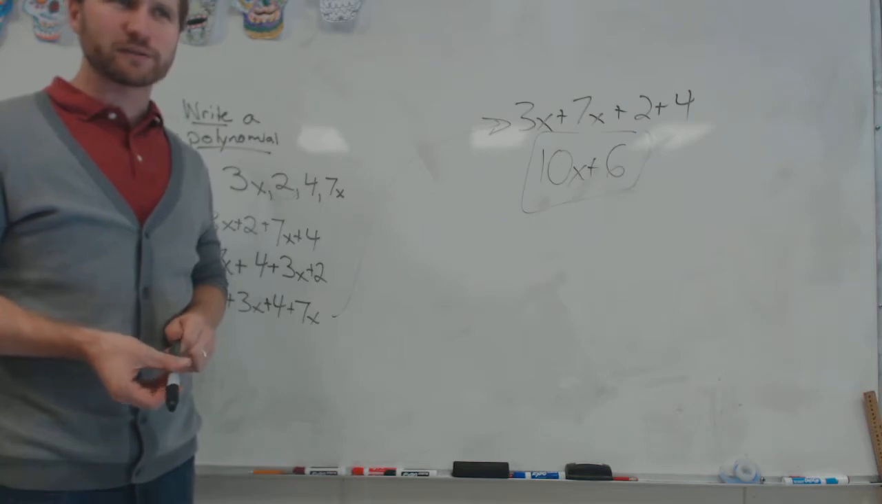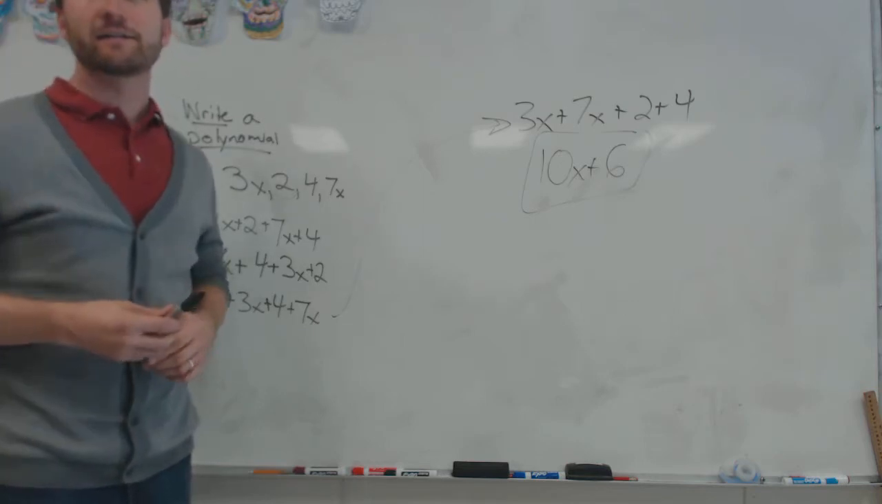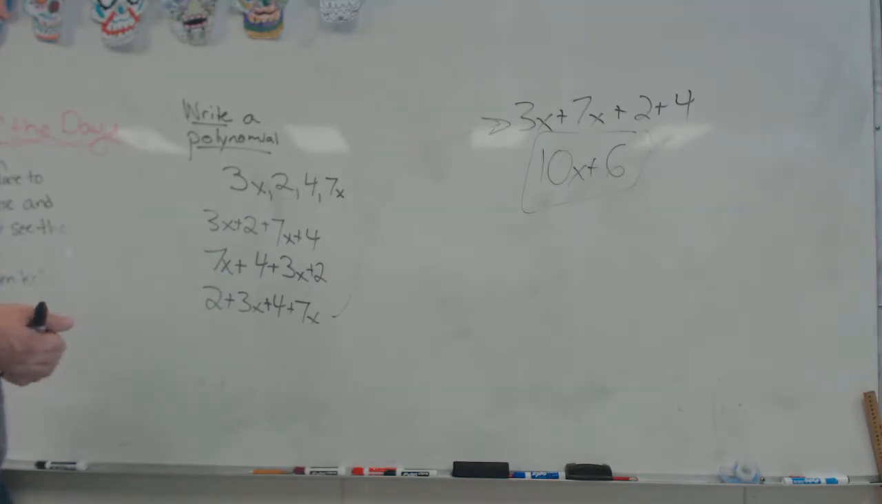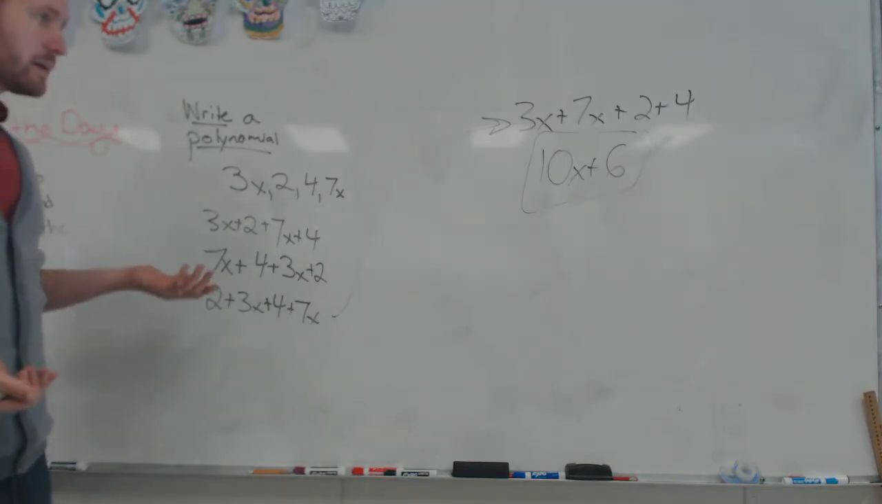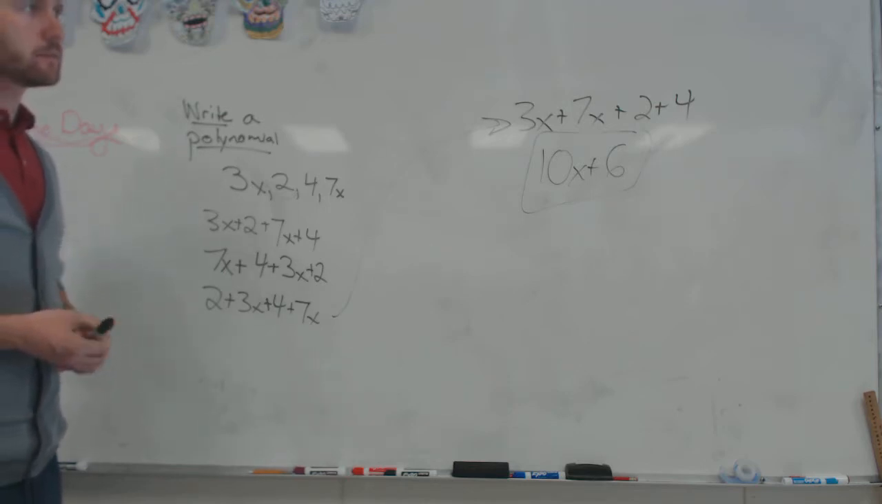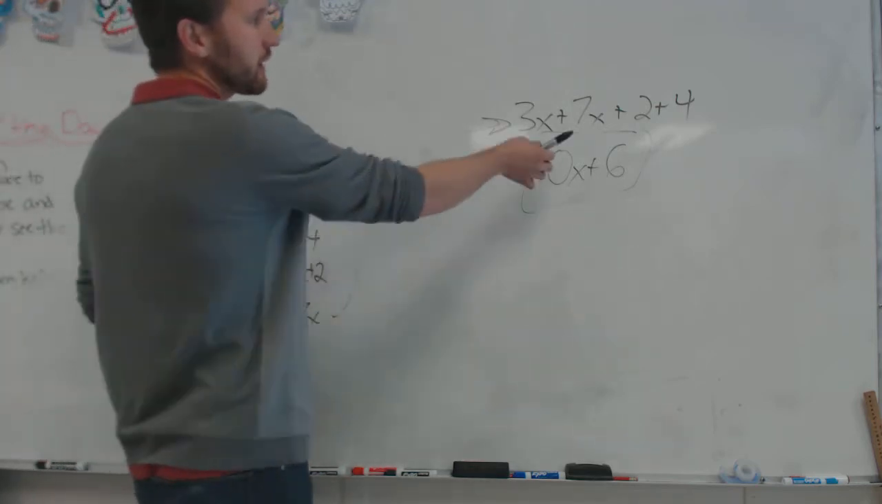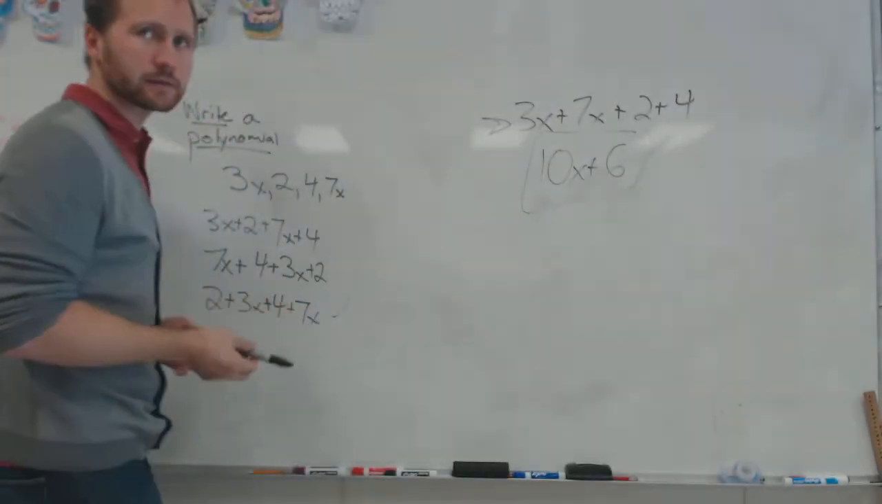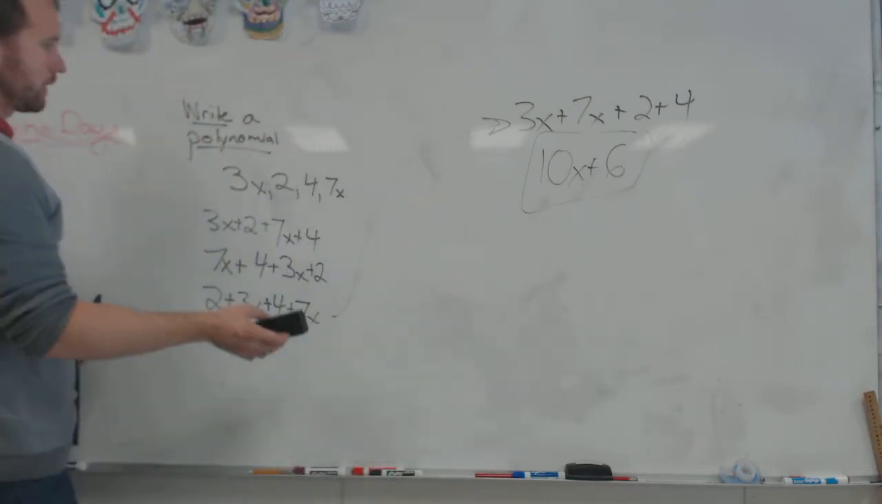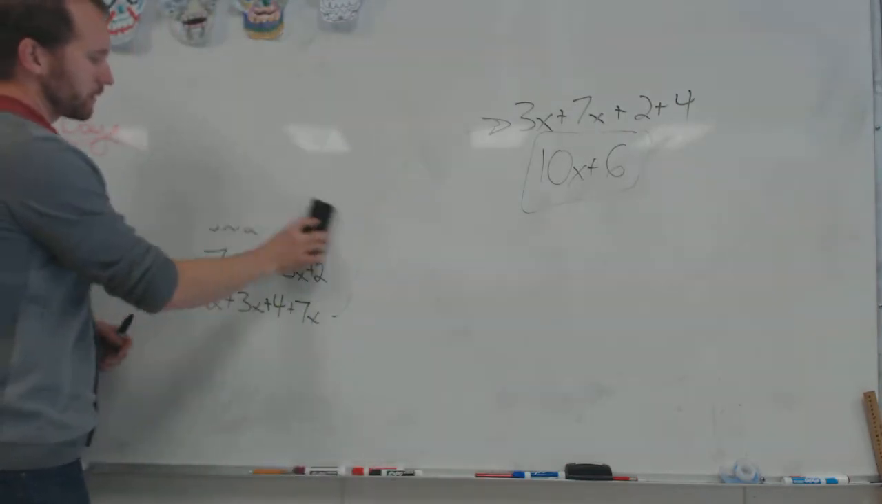Playing with polynomials. Does it matter how you write those three numbers? Will you still get the same answer? Yeah, you would always get the same answer. Exactly. So if I had done like 7x plus 3x, I still would have gotten 10x. Right? Okay. So that's writing a polynomial.